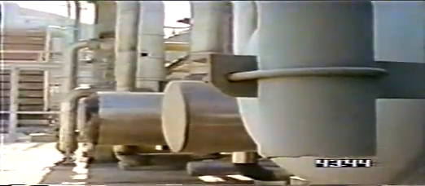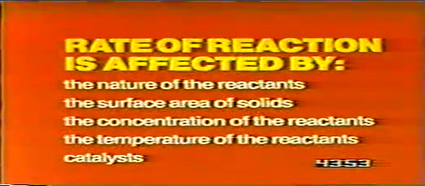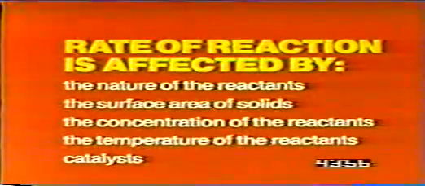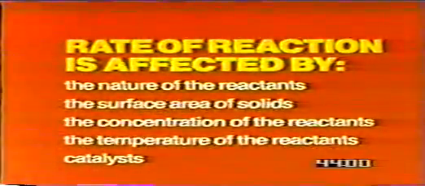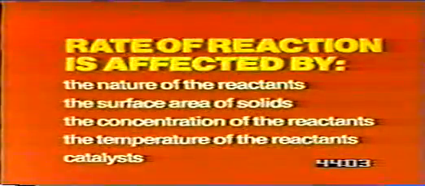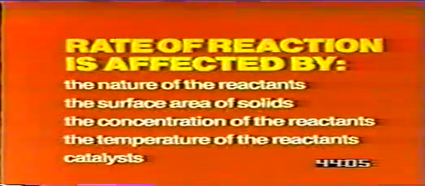The manufacture of ammonia is just one of thousands of processes that depend on reaction rates and our ability to control the factors that influence them. The nature of the reactants, the surface area of solids, the concentration of the reactants, the temperature of the reactants, and catalysts. These chemical processes are important not only in the industrial world, but also in the world of nature itself, where chemical reactions have been going on since the Earth was formed.